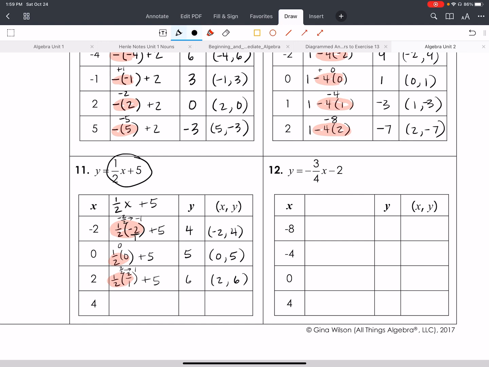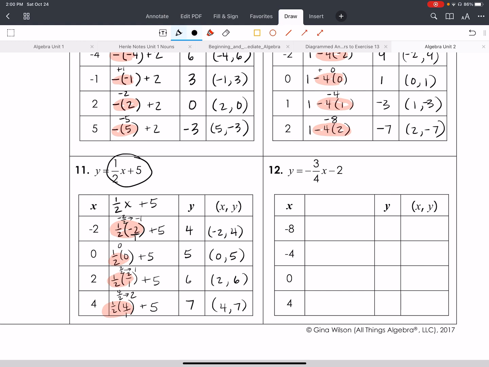And then finally, 1/2 times my new x, which is 4, plus 5. You can write this as 4 over 1. So when we do the multiplication, we multiply across the tops, multiply across the bottoms. 1 times 4 is 4, and 2 times 1 is 2. 4 divided by 2 is 2. So this is really 2 plus 5, and that gives us 7. So when my input is 4, my output is 7.